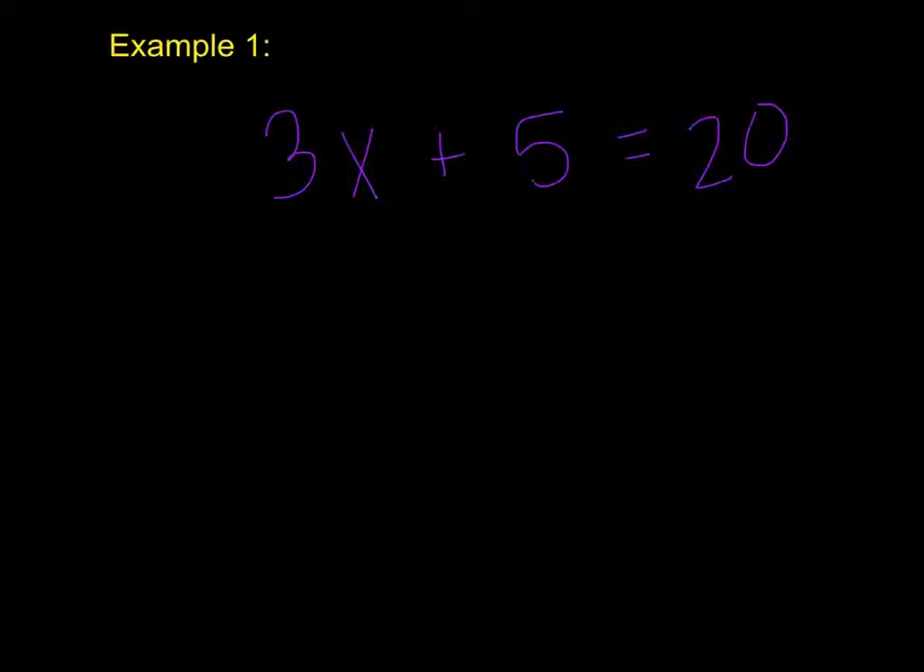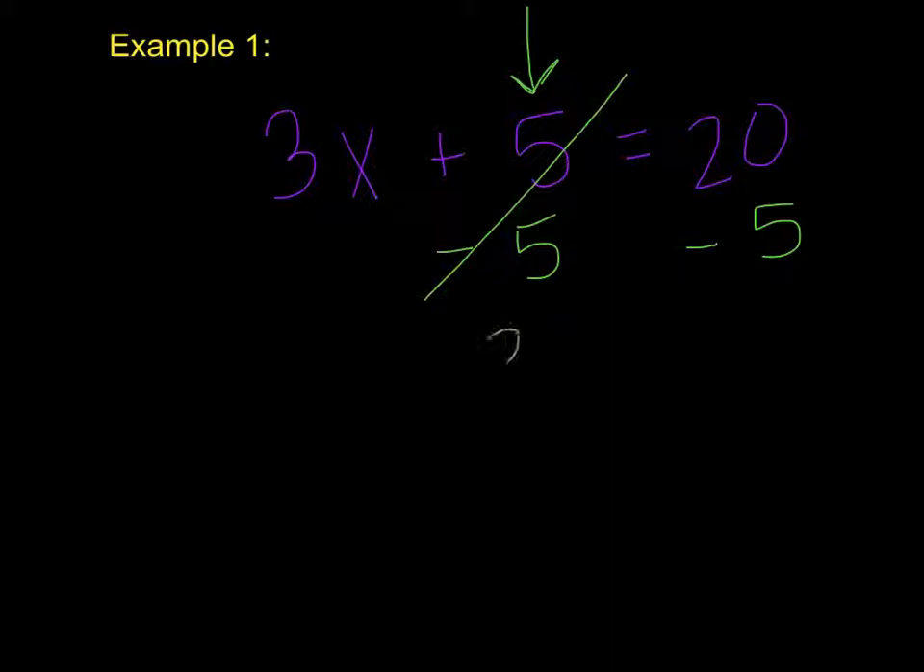Let's go ahead and apply that explanation to solving example 1. 3x plus 5 equals 20. In order to isolate the variable, I must first identify the constant. The constant in this two-step equation is 5. Remember, a constant is a number with no variable. The inverse operation is subtraction. So first, I will subtract by 5 on both sides of the equation.